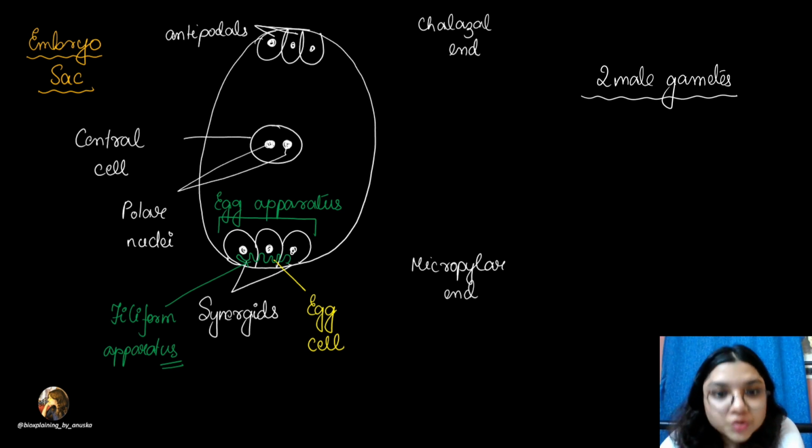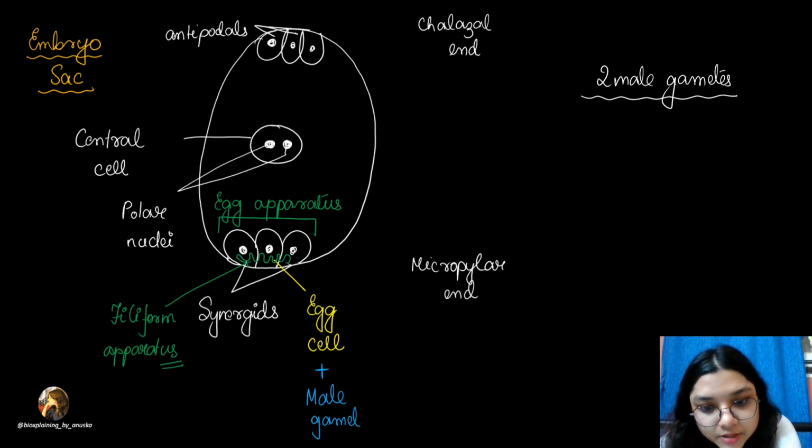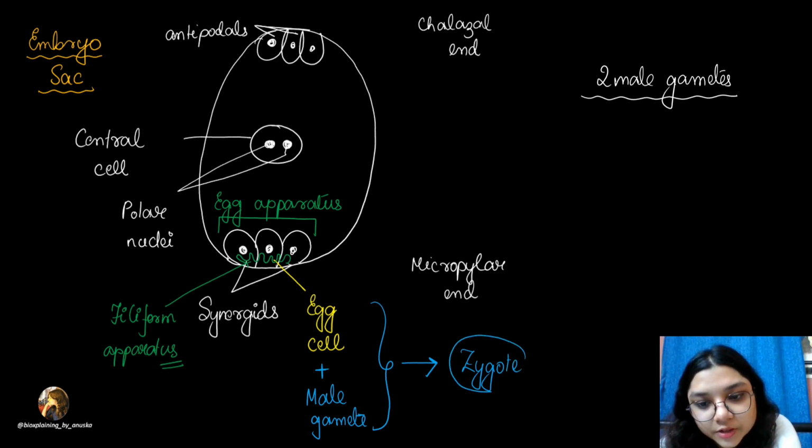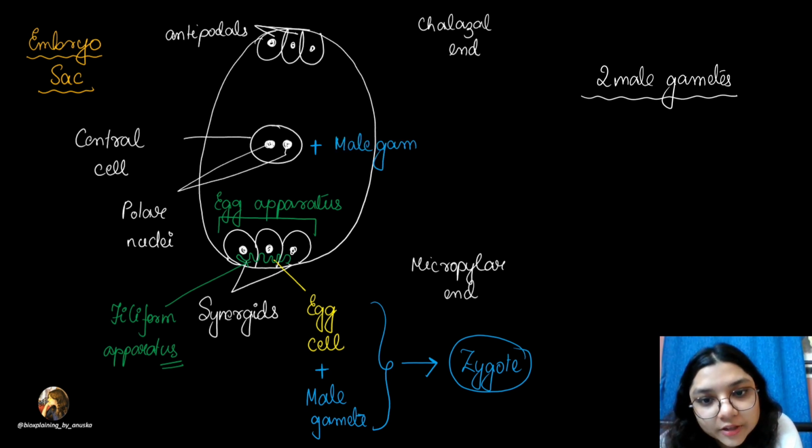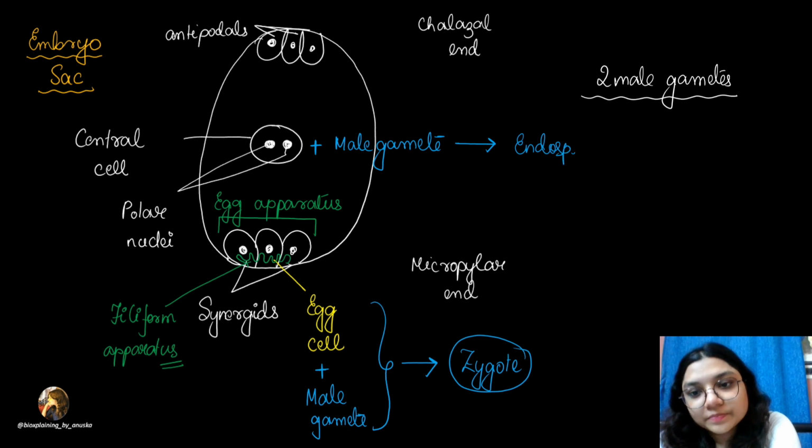What happens to the first male gamete? The first male gamete will fuse with the egg cell. So the first male gamete fuses with the egg cell, and what will this give rise to? This leads to the formation of the zygote. The second male gamete will come and fuse with the central cell, and this will give rise to the endosperm.